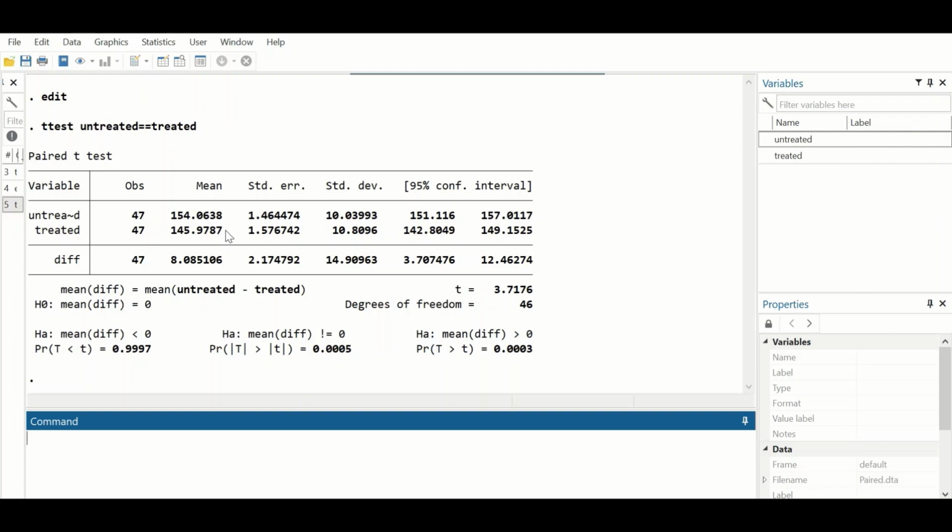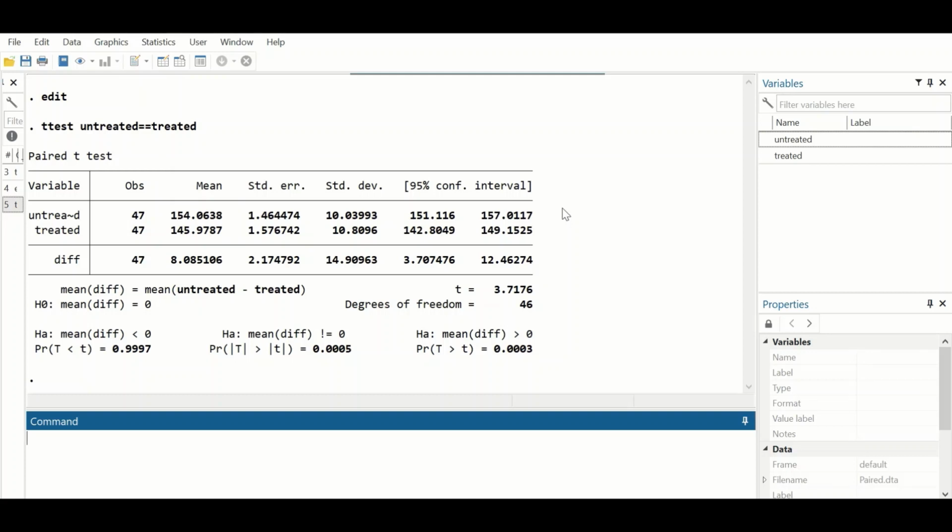So there is a hint that the drug might lower the systolic blood pressure in the treated group compared to untreated. A standard error is also given here for both the untreated and treated, and the standard deviation for the untreated is 10 and for the treated is 10.8.